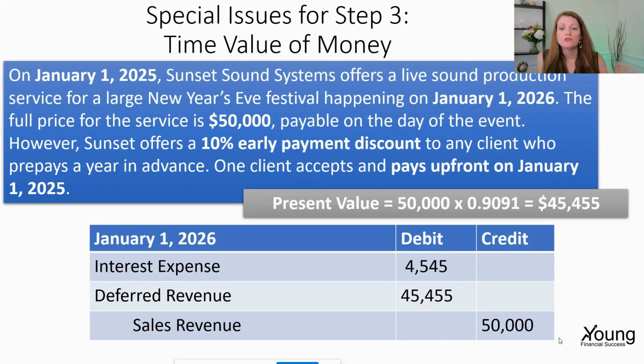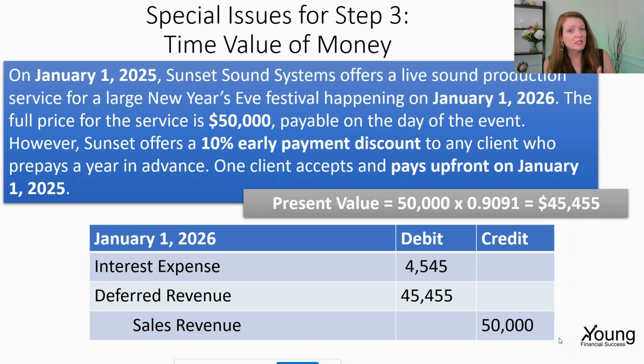Now they are going to get rid of that deferred revenue for $45,455. That liability is not a liability anymore. They have now provided that live sound production service. But here's the catch. We still are going to show $50,000 in service revenue. This was still a service that they provided that was valued at $50,000. The difference between the two is interest expense.